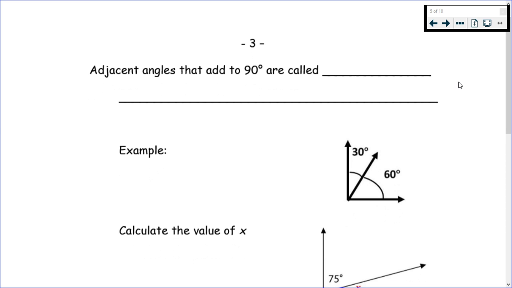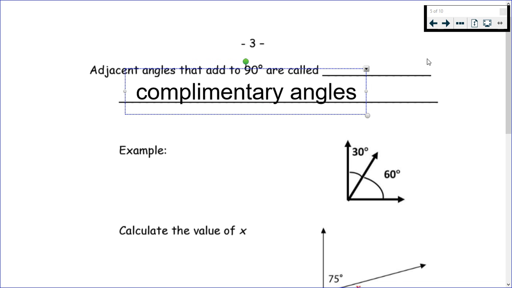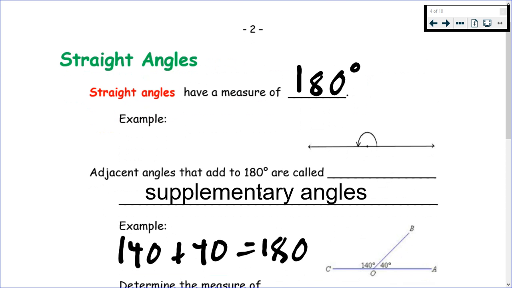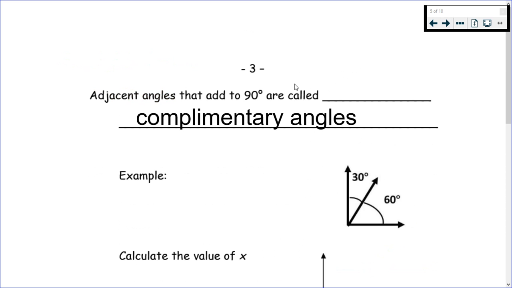Next, we have adjacent angles. So adjacent angles, angles that are next to each other that add up to 90 degrees, are called complementary angles. If they add up to 180, they're called supplementary. If they add up to 90, they are called complementary.